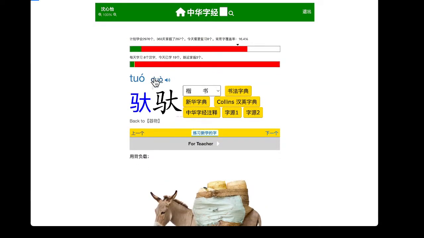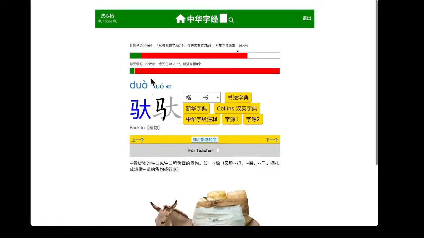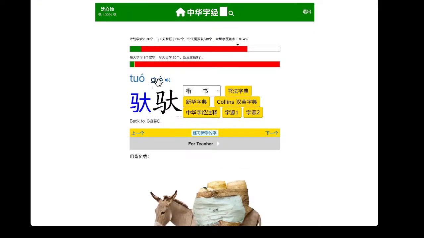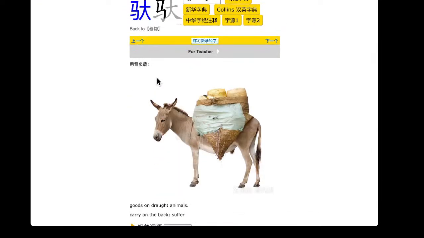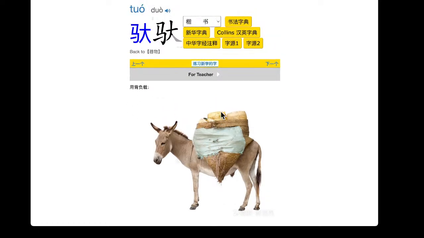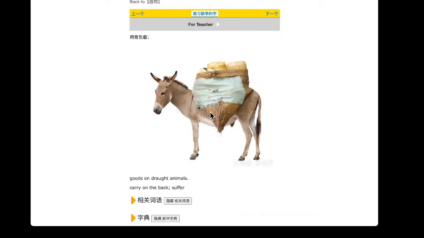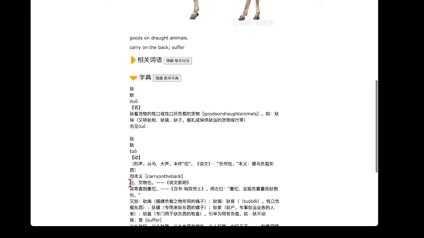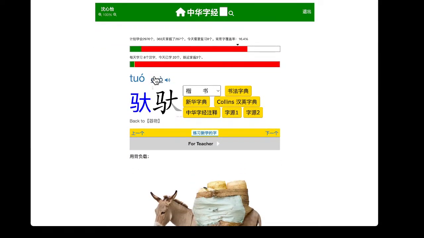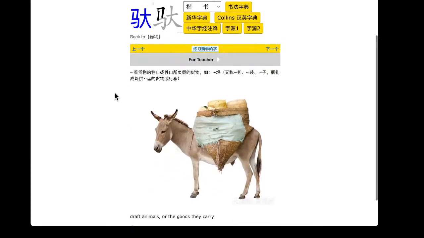I believe tuo was the verb for carrying on the back or suffering, because it's hard labor to be carrying stuff on your back all day. Yes. And then tuo would be the noun, referring to either a draft animal like a mule, donkey, ox, whatever, or it could refer to the load, the goods carried by such an animal.